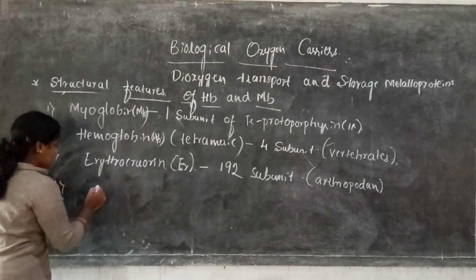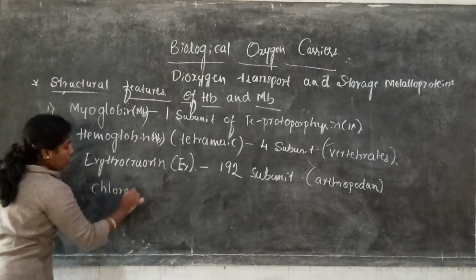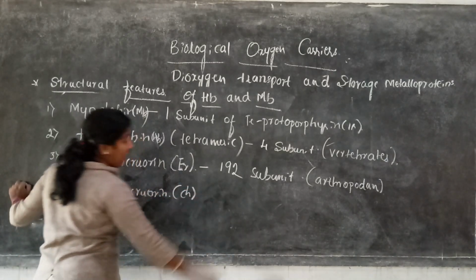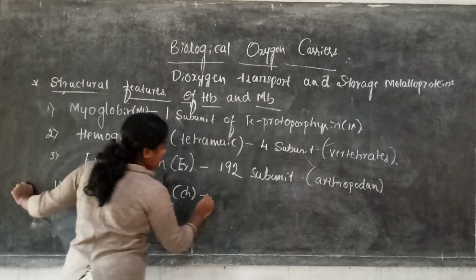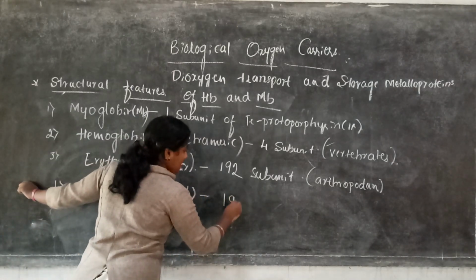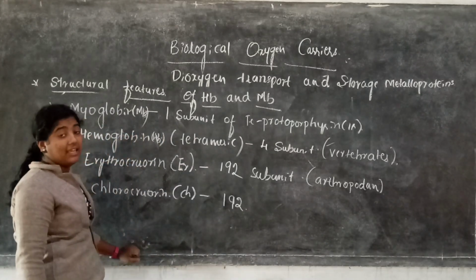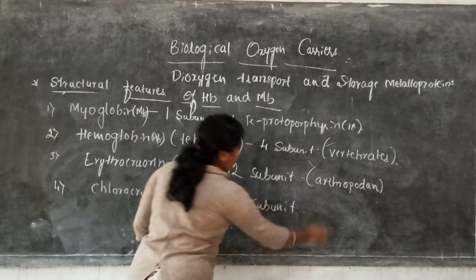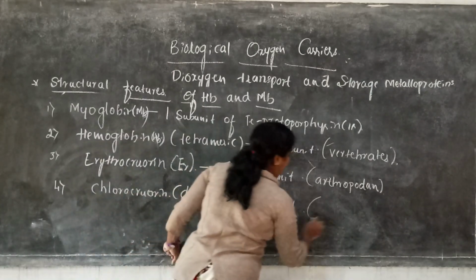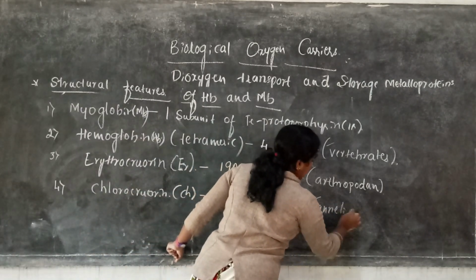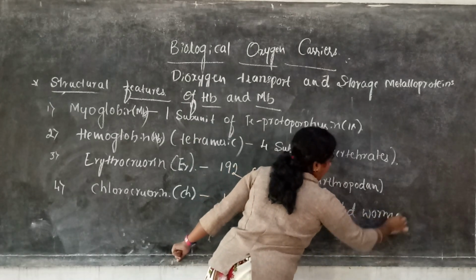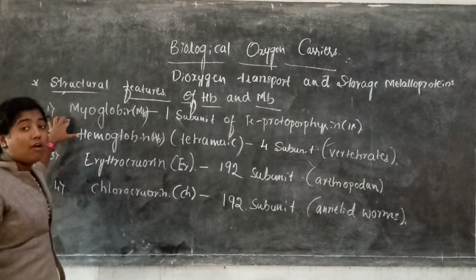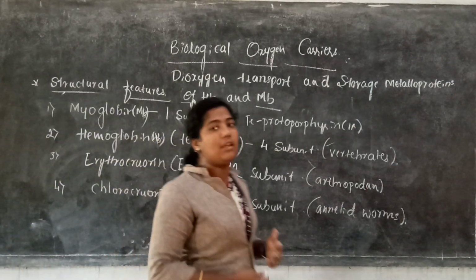The last one is chlorocruorin, known as CH. This also contains 192 subunits, in annelid worms. Annelid worms. These are the classifications of hemoglobin in different living organisms.